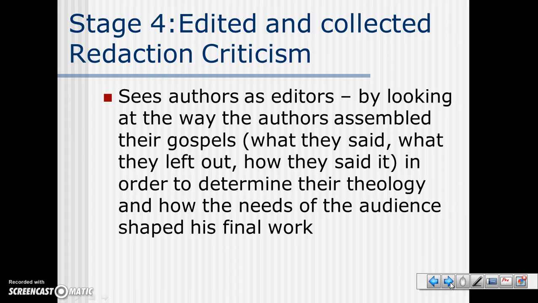The fourth stage, edited and collected. This is where we see the influence of redaction criticism. This sees the authors as editors. By looking at the way the authors assembled their Gospels, what they said, what they left out, how they said it, in order to determine their theology and how the needs of the audience shaped each of their final works.